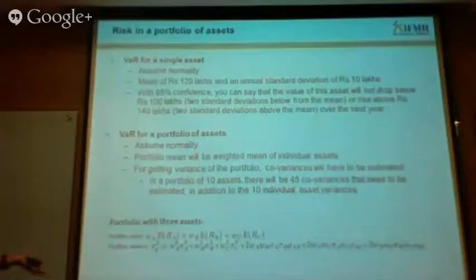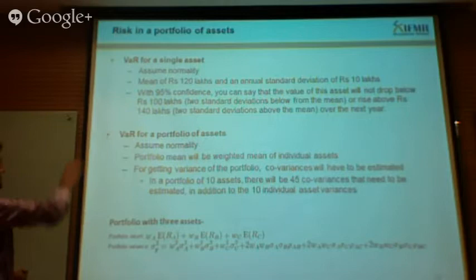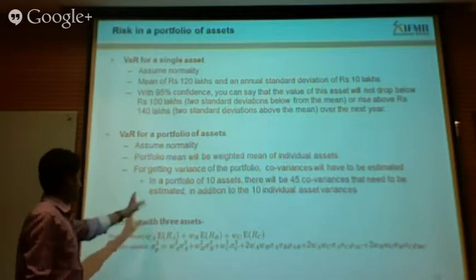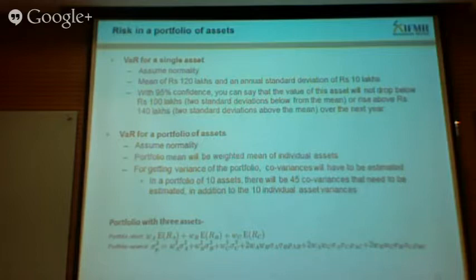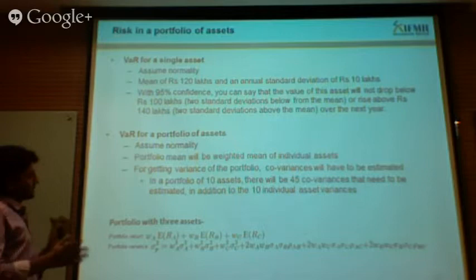Now in case it's a portfolio of assets, again, if you assume normality and that all the assets follow a normal distribution, the return, say for a three asset portfolio, will be simply the return of each of those assets weighted by their proportion in the investment. But if you want to get an idea about the variance, and in case those assets are related, which is most often the case in financial markets, you'll have to estimate covariances.